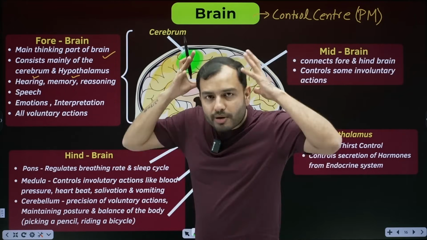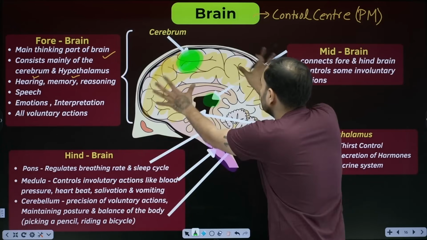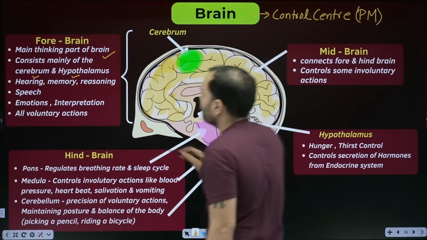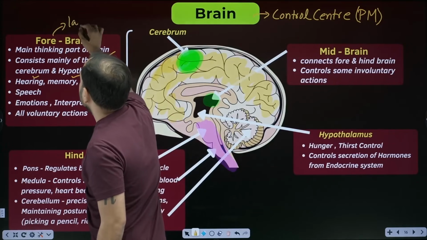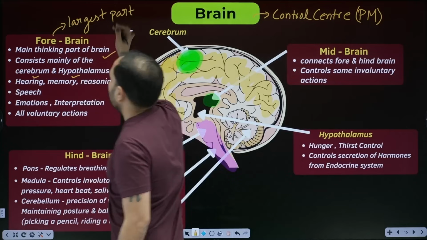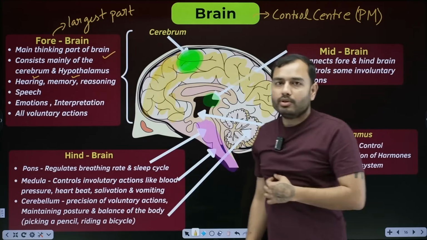The forebrain is also the largest part of the brain. It's visible. It's the largest part of the entire brain. This is written, write it down. Suppose the exam asks what the largest part of the brain is. The largest part of the brain is the forebrain. It contains the cerebrum and hypothalamus.